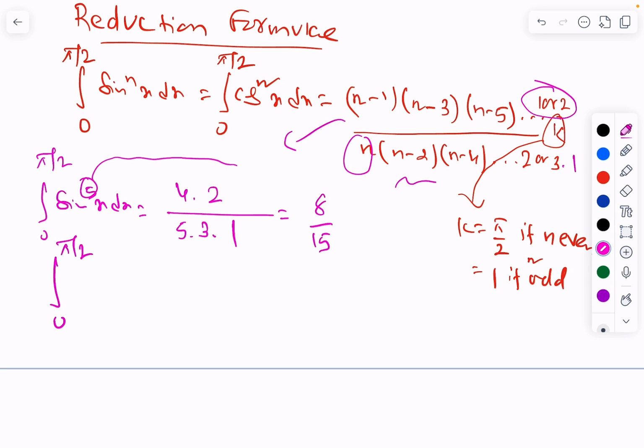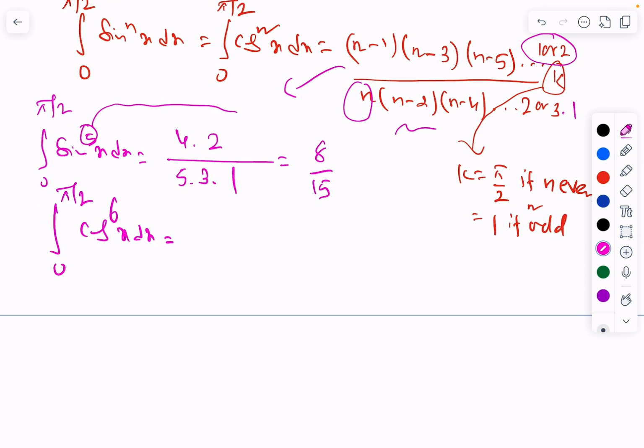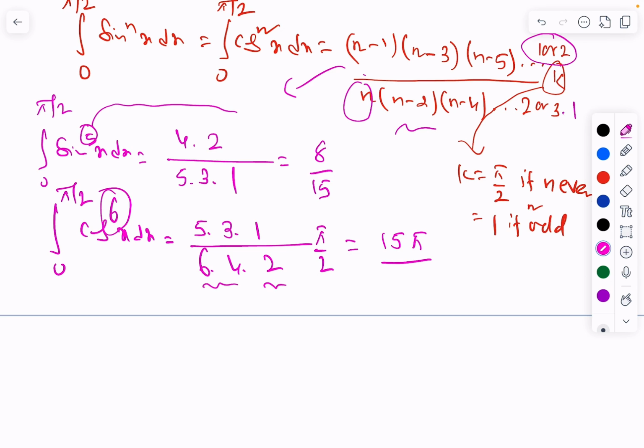If we have 0 to pi by 2, say cosine power 6 x dx. So cosine power 6. So here we have n minus 1 is 5, then 3, then 1. And here we have 6, 4, 2. Now 6 is even, so multiply with pi by 2. So that is the way you can have 15 pi over 6 fours are 24, 48, 96.